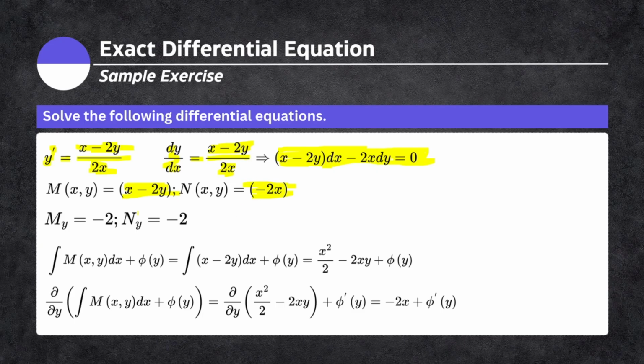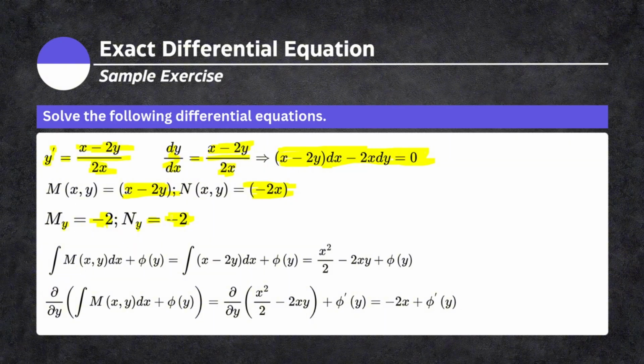Apply the partial derivative so that we can know if this differential equation is exact or not. So the partial derivative of m with respect to y is negative 2, and the partial derivative of n with respect to x is also negative 2. So since they are equal, therefore this is an exact equation.